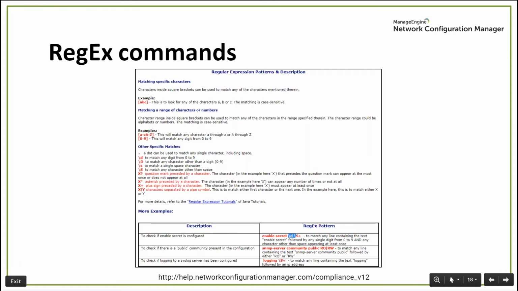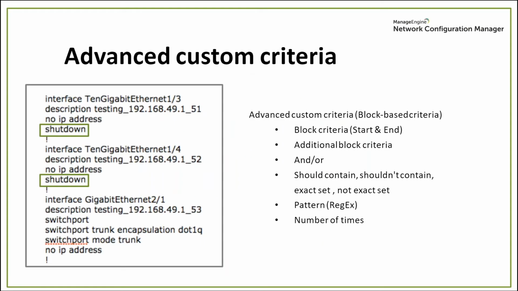Also, check out the regular expression commands using our help document. Here you can get a lot of regular expression commands which will be useful while you're executing compliance rules. Let us move on to advanced custom criteria. Advanced custom criteria is used when you want only to check certain parts of the configuration file of a network device. A good example is when you want to check the interfaces of a particular router.